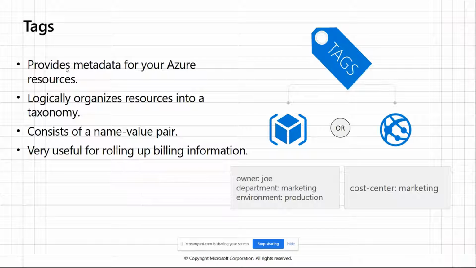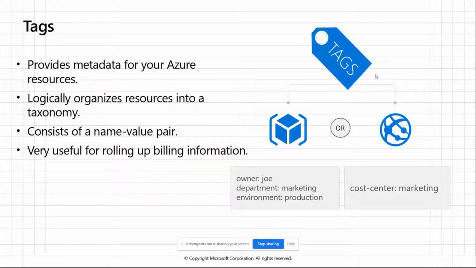Tags provide metadata for your Azure services, and they also logically organize resources into a taxonomy. They have a name value pair, and it is very useful for rolling up billing information.